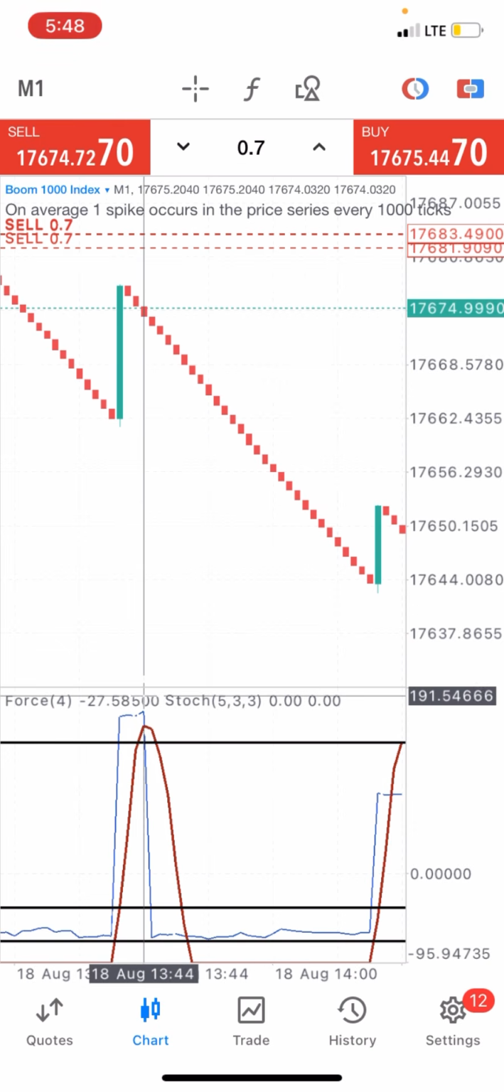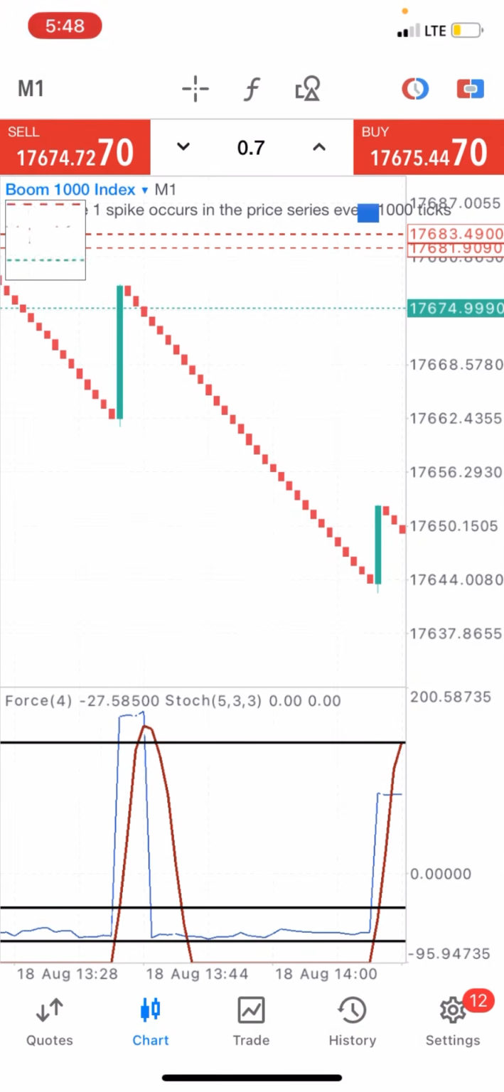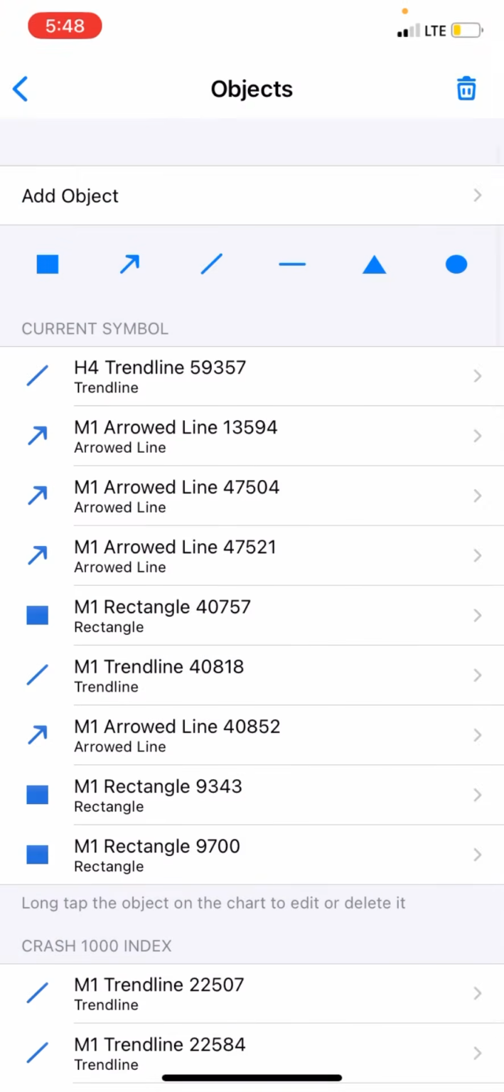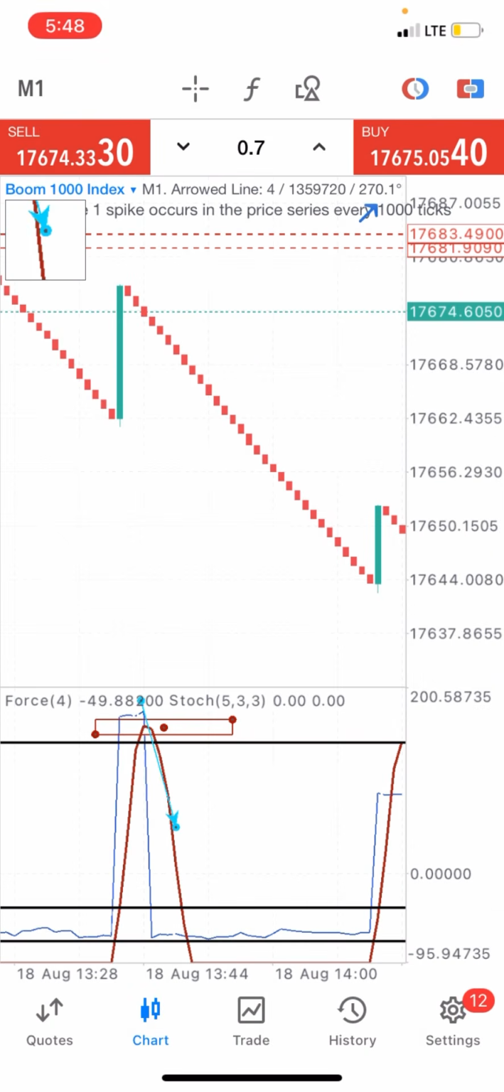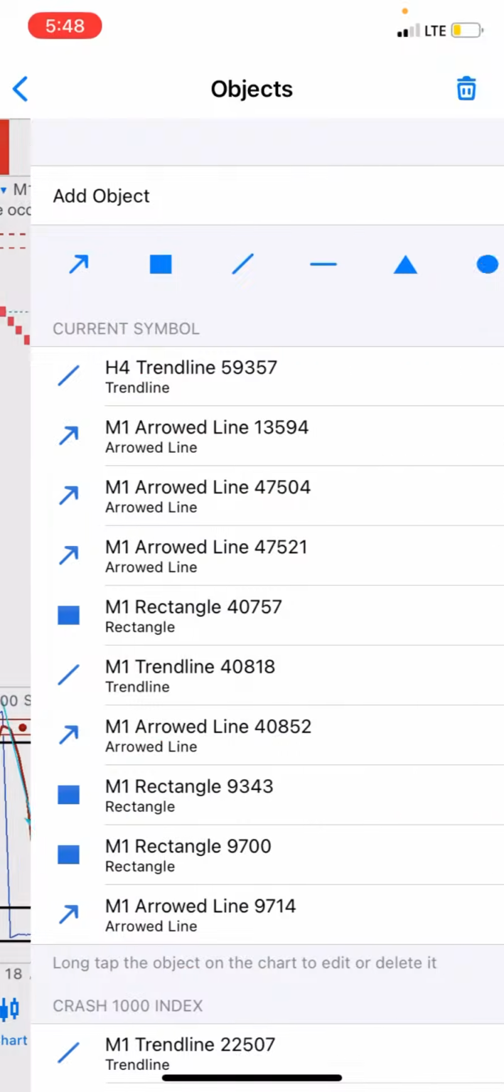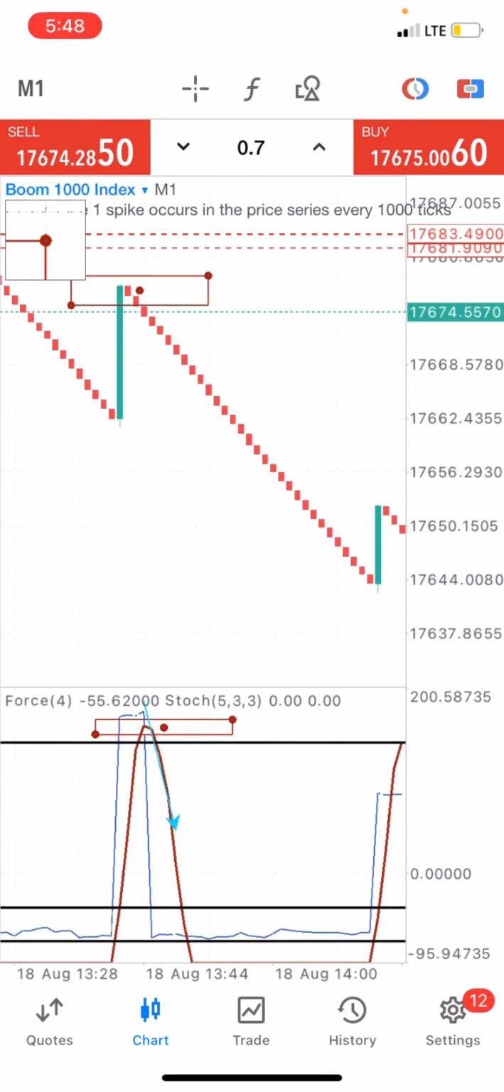Now notice that whenever price comes to this region, it usually drops. Whenever there is a convergence, whenever the blue line, which is the force, and the stochastic line, which is the red one, converge around this region and then both drop towards the downside, it usually gives us a selling signal. You can see how this goes, guys.